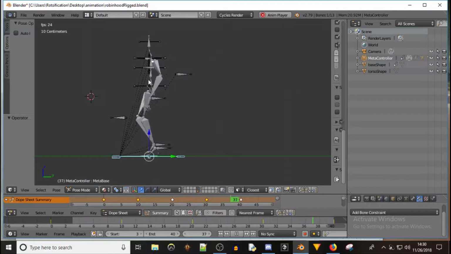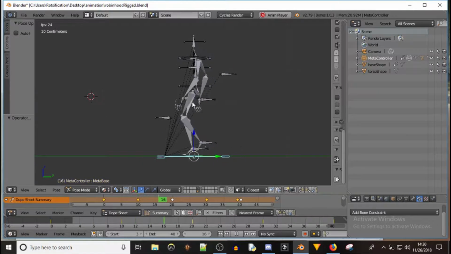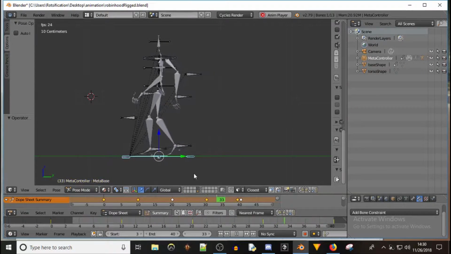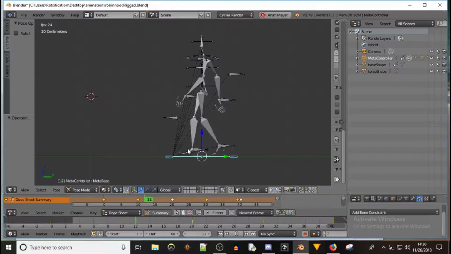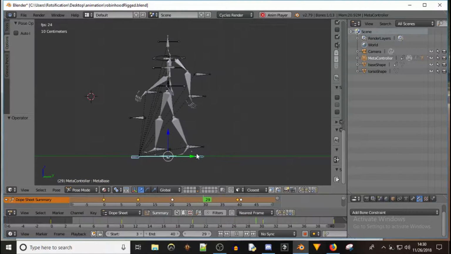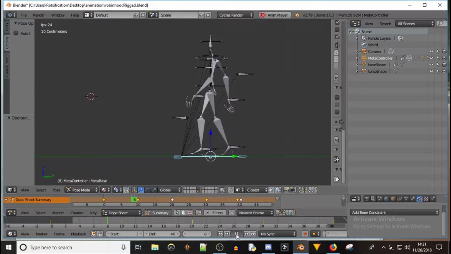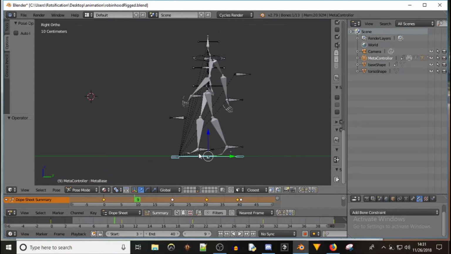And this probably isn't the best way to do this. I'm sure there are solutions for this. But it was the first one that I thought of that I knew would work. So basically what we're doing is forcing whichever heel is on the ground to move backwards at the same speed that the rest of the armature is moving forwards. So it seems like this bone is staying in place, basically.